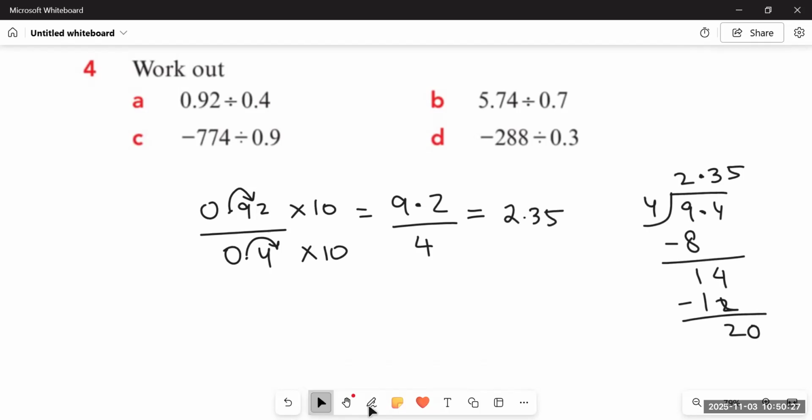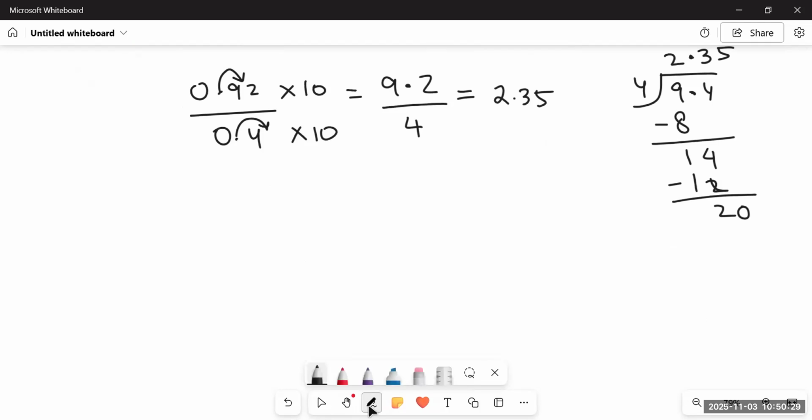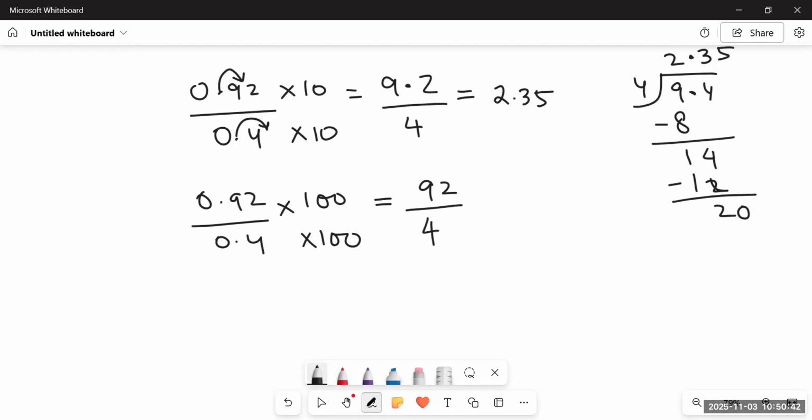Or you can do it the other way, like you can multiply each of them by 100. But make sure whatever number you are multiplying with, you have to multiply both of them by the same number. So this would turn out to be 92 over 40. Okay. 4 twos are 8, right? Then we have 2 as the remainder. We'll put a decimal over here.